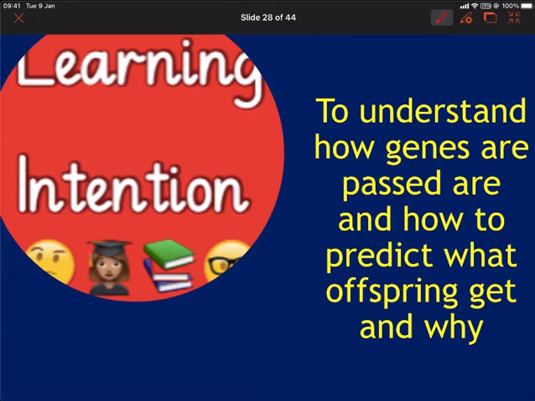Okay, so in the second half now, we're going to work out, at least understand how genes are passed on. That's not written correctly. And how to predict what genes offspring might get. So offspring, we've said, is just a posh word for babies. So figure out what genes mom gives you, what genes dad gives you, and what did you end up with.